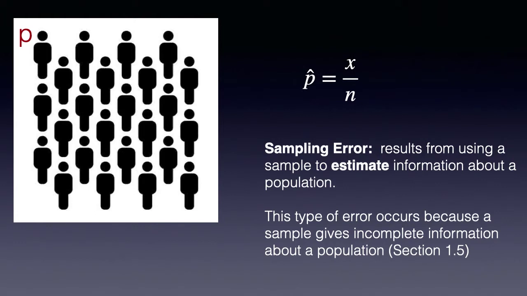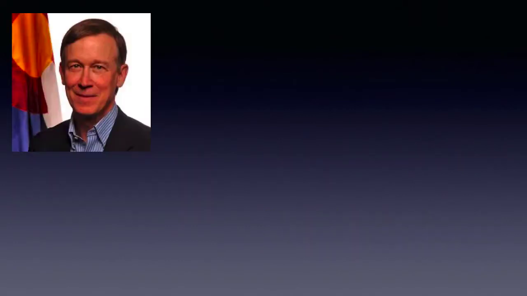But notice that a sample, no matter what, at the end of the day, will give incomplete information about a population. So we are losing some information. But the question is, is p hat doing okay, and is it doing a good job? So again, let's come back and deal with John Hickenlooper here. John is our guy, and remember earlier we said that if the election were held today, 46% said that they would vote for John Hickenlooper.